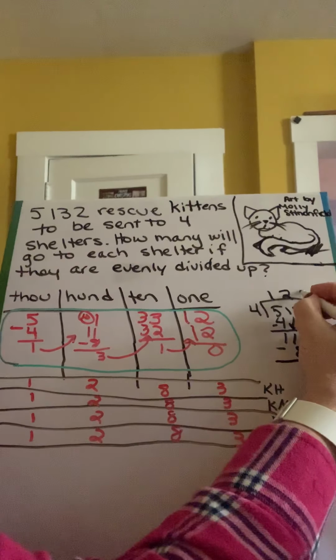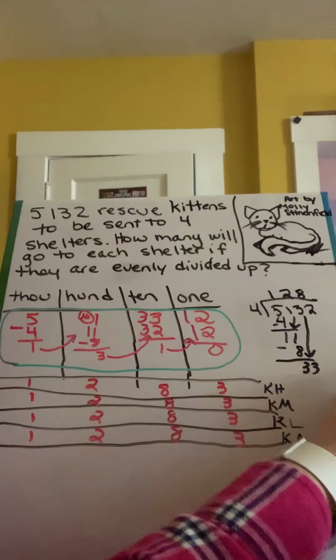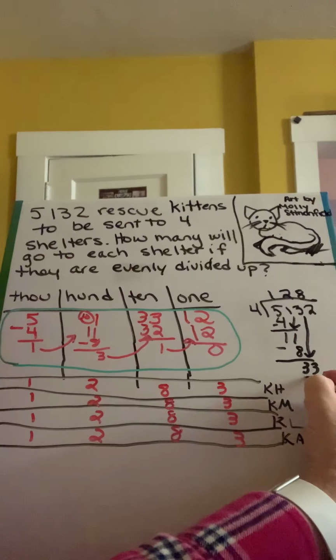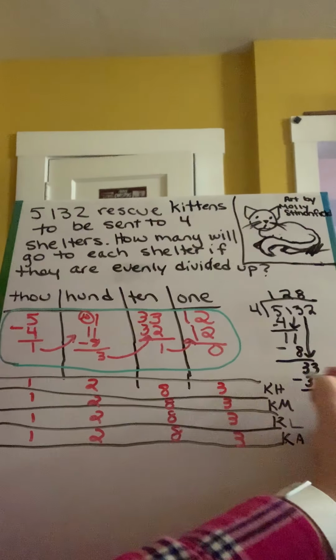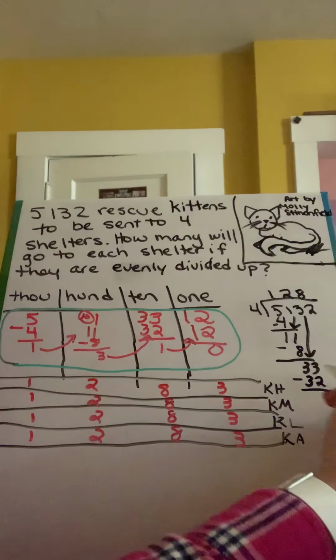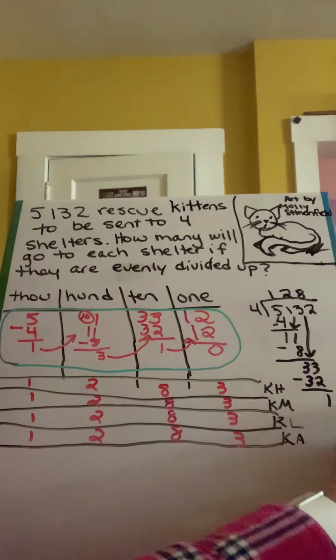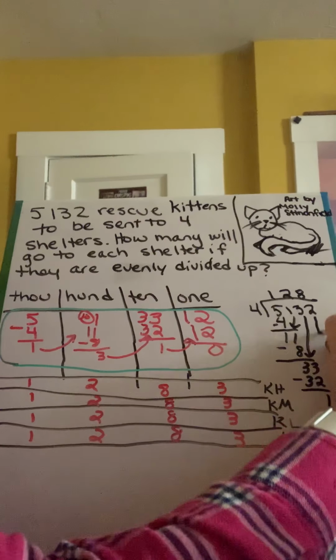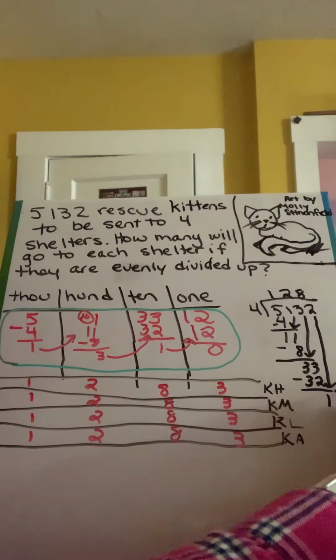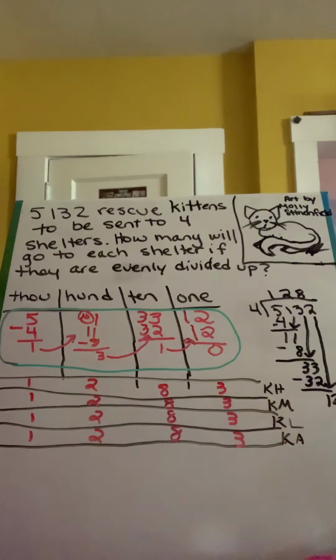And I know that I can make 8 per each one because 8 times 4 is 32. You want to get as close to that number without going over as possible. 33 minus 32 is 1. We've seen this. What are we going to do with that 1? That's right, we're going to regroup it, and now we're going to have 12 ones.